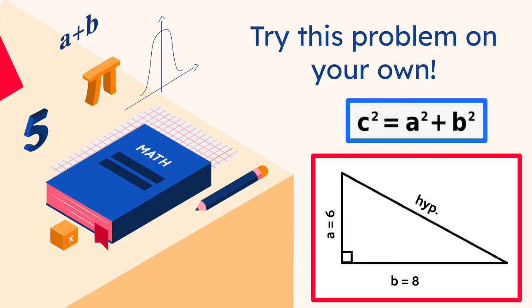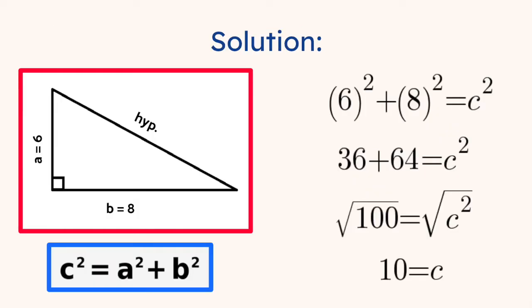It gives you the values of both of the legs as the previous problem did. Feel free to pause the screen to see if you can solve this problem on your own. We are given the values of both of the legs. A equals 6 while b equals 8.